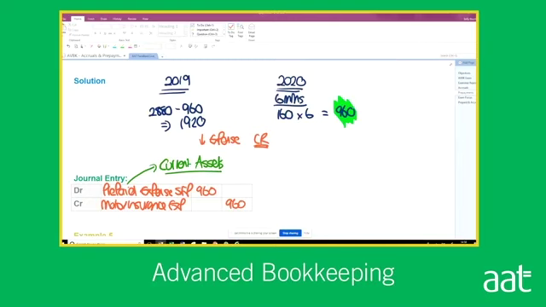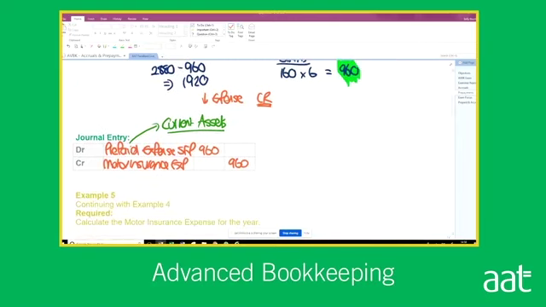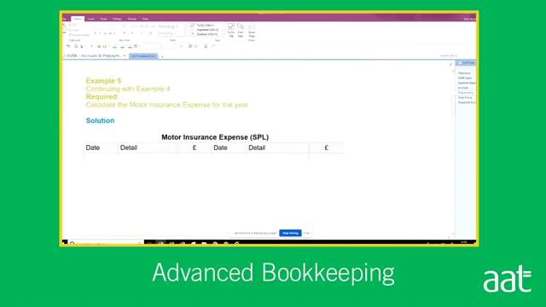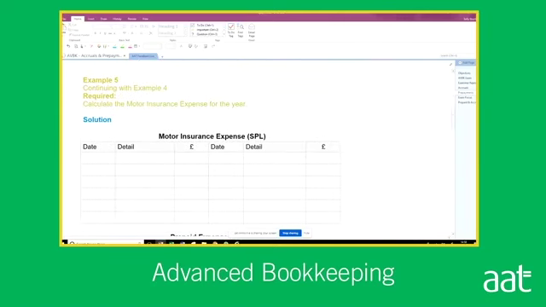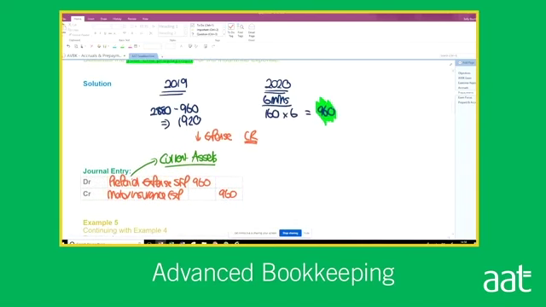So let's move on. We need to take this example out a little bit further. So we're going to continue with example 5, continuing with what we've just looked at in example 4. We need to calculate the motor expense for the year. We've kind of already done that, but by posting the relevant journal adjustments into the expense account, we will see how that motor expense of 1,920 is shown.